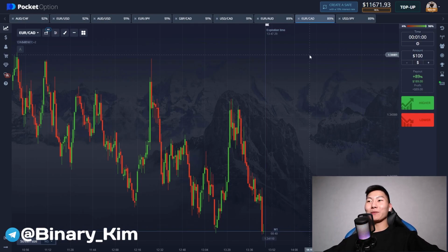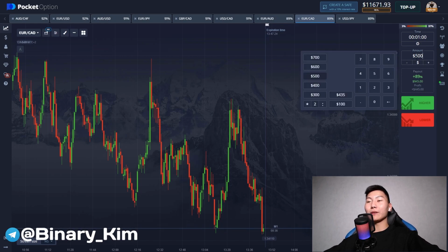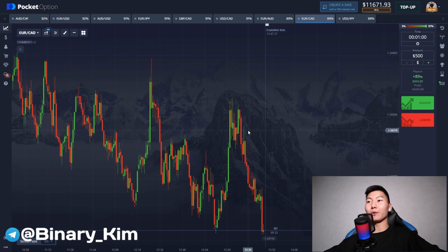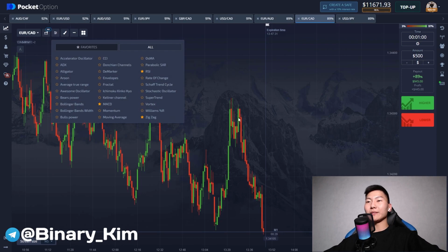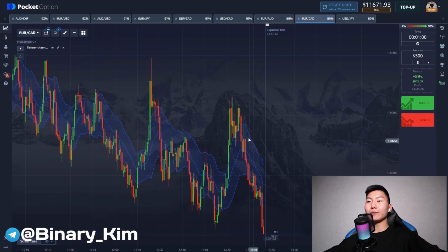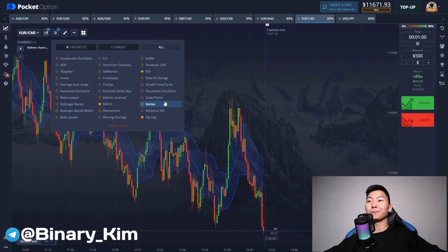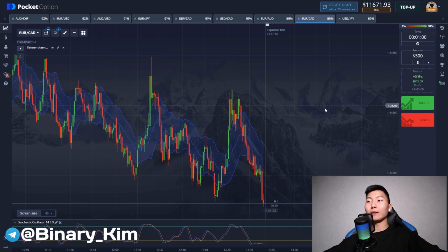Today we are gonna open $500 positions on a 1 minute time frame. All the currency pairs with the highest payout rate have been picked. And basically we are gonna use the following indicators. The first one is the stochastic and the next one is the Keltner channel. They work perfectly in combination, guys.